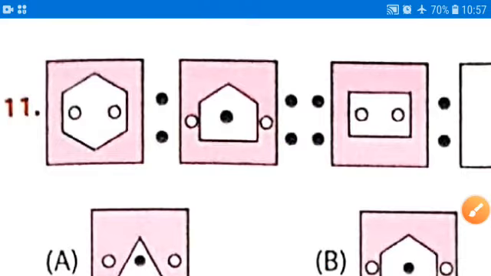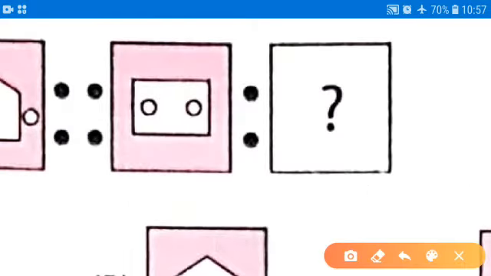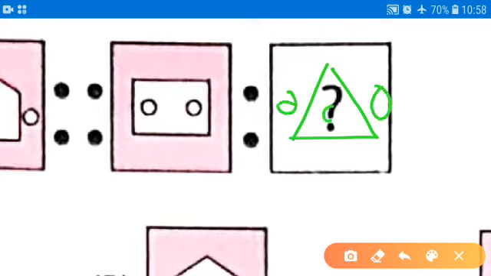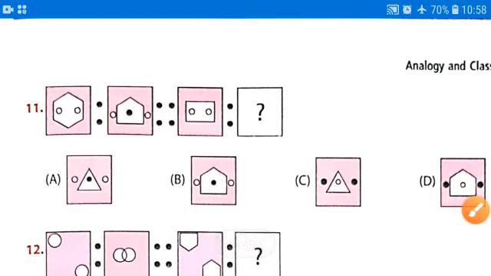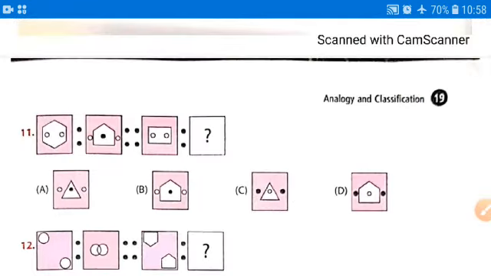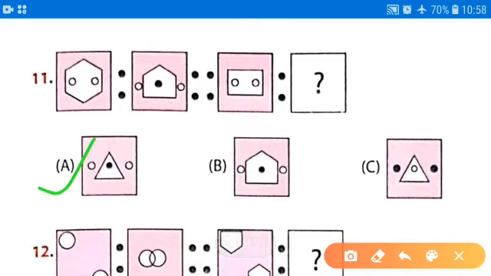In the same way, a square has four sides, it will be reduced to three sides, meaning it will be a triangle, and this small circle will go out, and one dark circle will be inside of that figure. So the correct answer, as you can see here, for question number 11 is option number A.